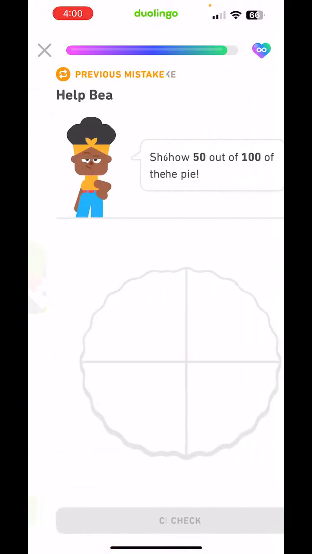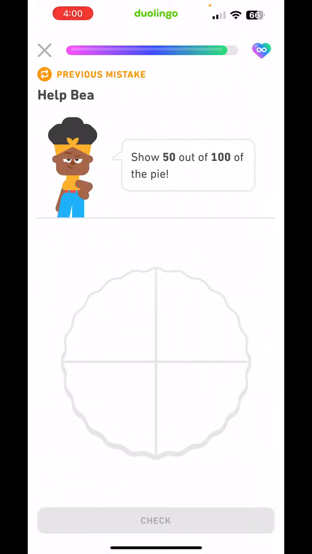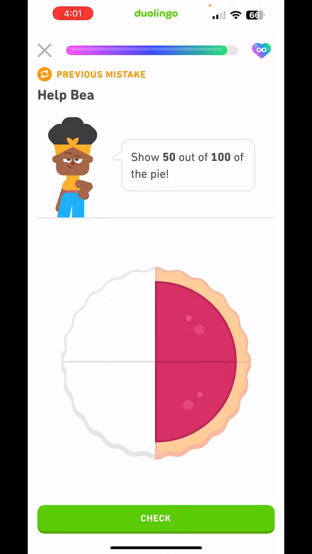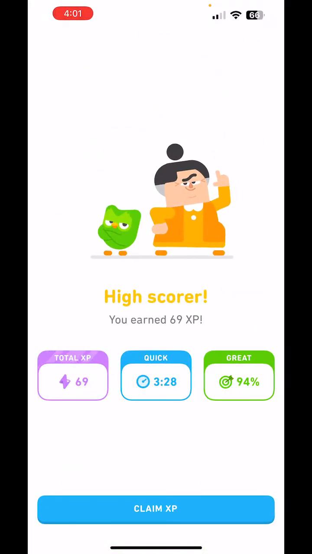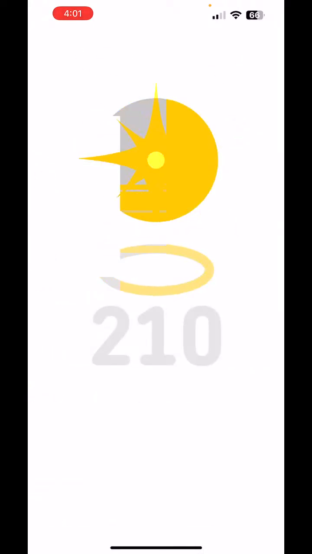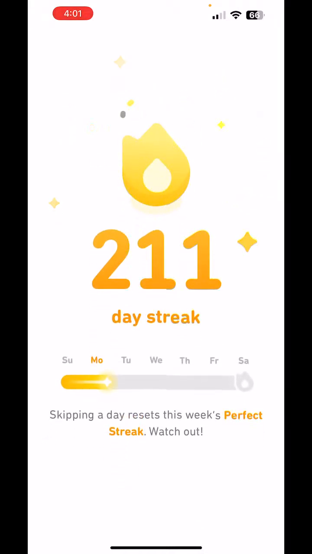Okay, let's correct what we missed. So what I did wrong here is count by 50. And if we count by 50, it would be 1/2, right? So 50 out of 100 of the pie. All right, so we almost got a perfect score, not quite, but I still think we did very well. And we're on a 211-day streak.